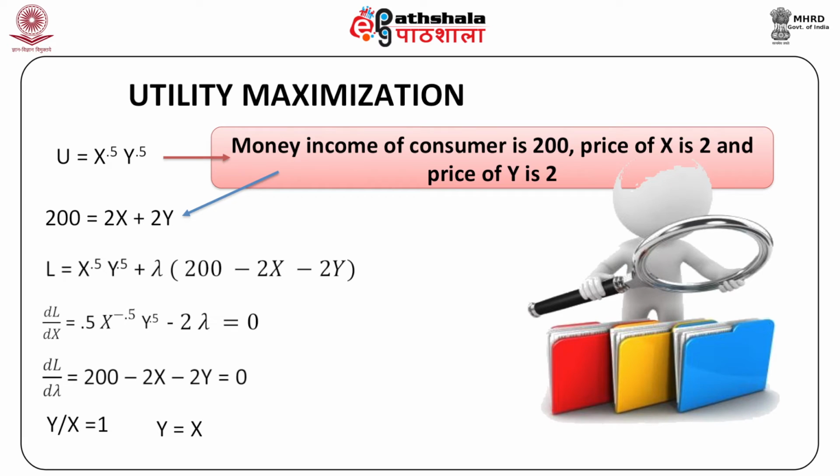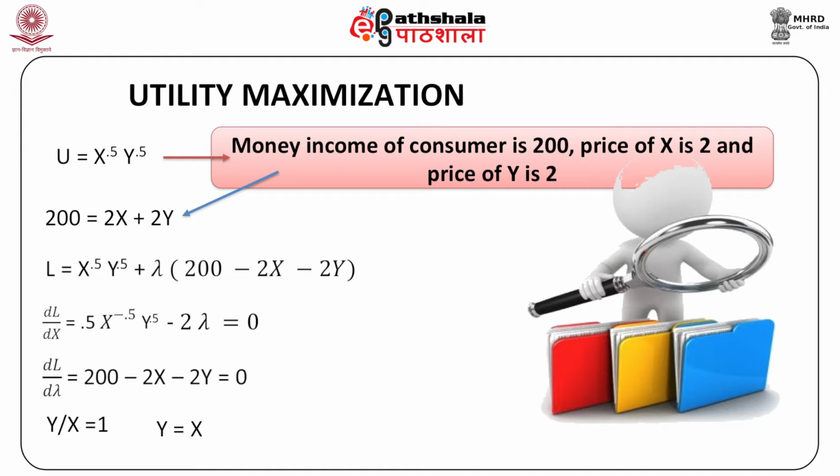Example 1, utility maximization. Let the utility function be u is equal to x raised to the power of 0.5, y raised to the 0.5. This is called equation 1, where u is utility and x and y are two goods. Money income of the consumer is 200, price of x is 2 and price of y is 2. Then the constraint function will be 200 is equal to 2x plus 2y. This is called equation 2.